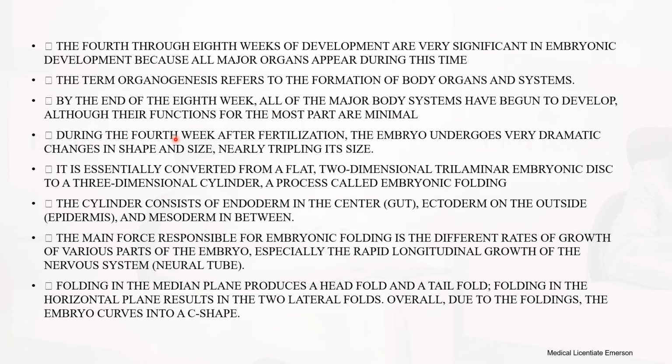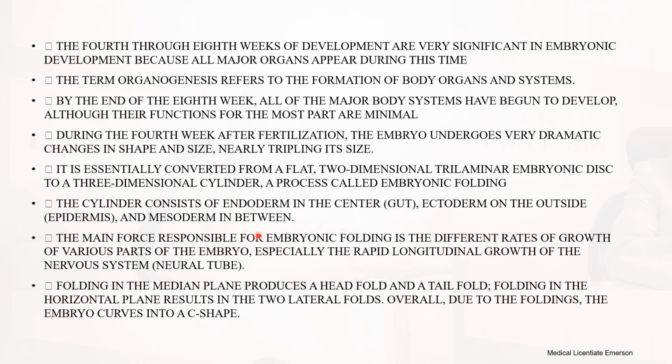Then during the 4th week after fertilization, the embryo undergoes very dramatic changes in shape and size, nearly tripling its size. It is essentially converted from a flat two-dimensional trilaminar embryonic disc to a three-dimensional cylinder, which occurs through the process called embryonic folding. The cylinder consists of endoderm in the center, basically the gut, the ectoderm on the outside, the epidermis, and the mesoderm in between.